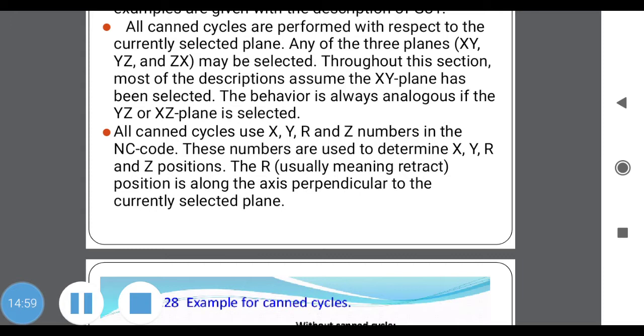These numbers are used to determine the x, y, r and z position. Again, this is used to find the number values of the x axis, y axis and z axis with the radius value. The r is along the axis perpendicular to the currently selected plane. That r value means the axis value which is perpendicular to the selected plane.